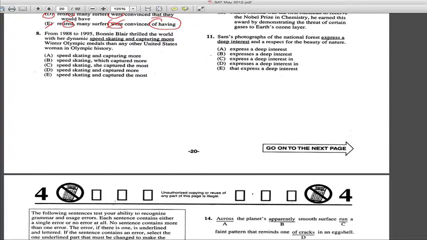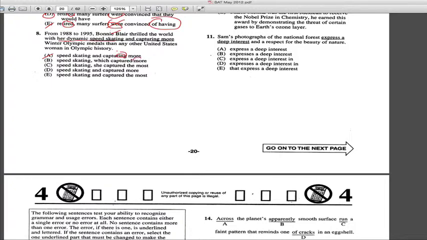From 1988 to 1995, Blatt thrilled the world with dynamic speed skating. Okay, this is a parallelism error, with her dynamic speed skating and with her something. So I'm guessing, since it's the SAT, the test writer also has something to do with a tense error. Before we make our own sentences, let's just look at the options. Let's read option one. From with her dynamic speed skating and capturing. Dynamic capturing. No. With speed skating, comma, which captured more?